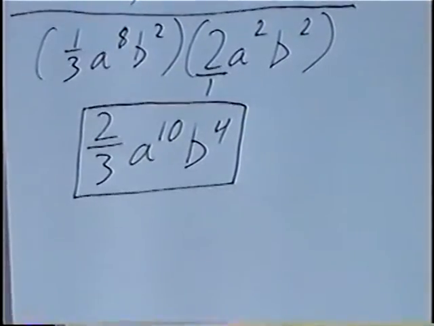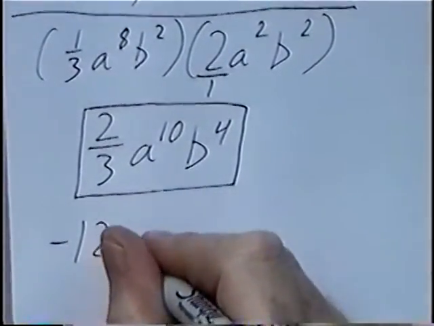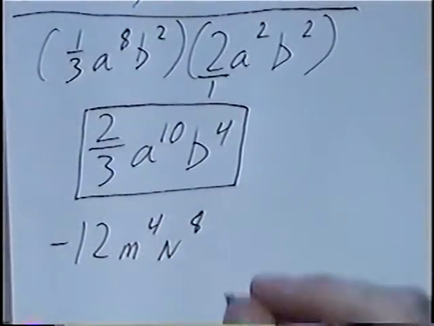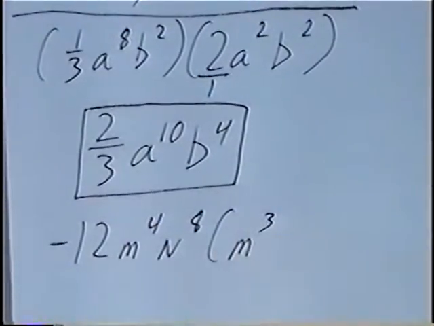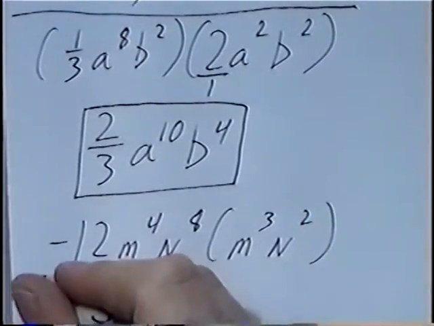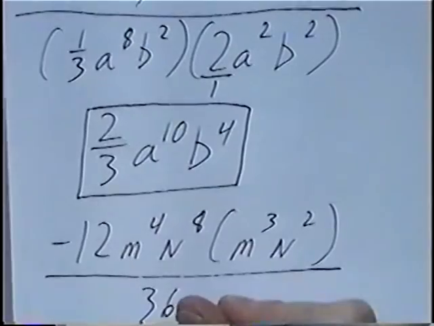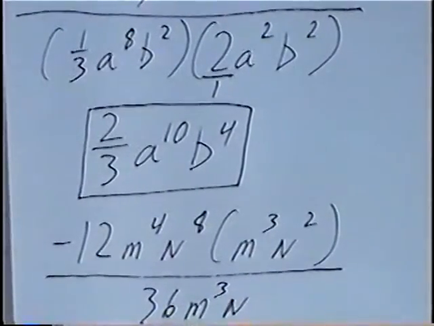Second question, and last question for the section. -12, m to the 4th power, and n to the 8th power, times, in parentheses, m to the 3rd power, times n to the 2nd power, all divided by 36, m to the 3rd power, times n.